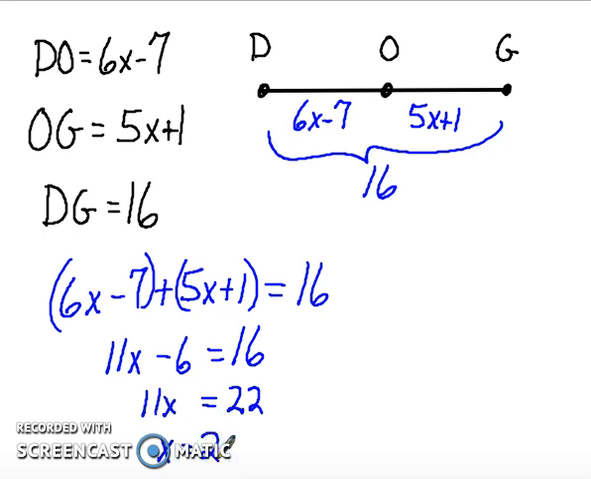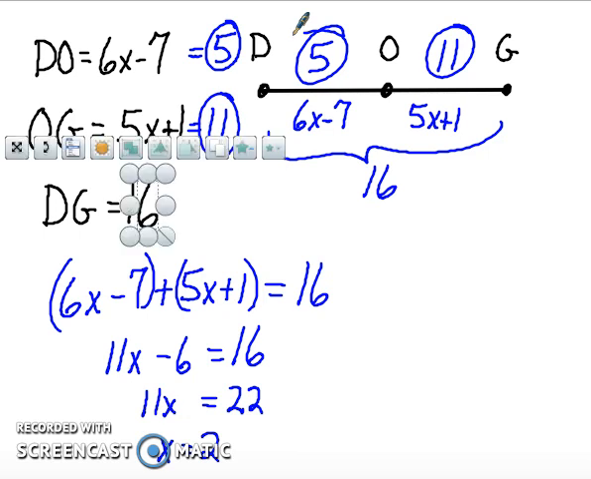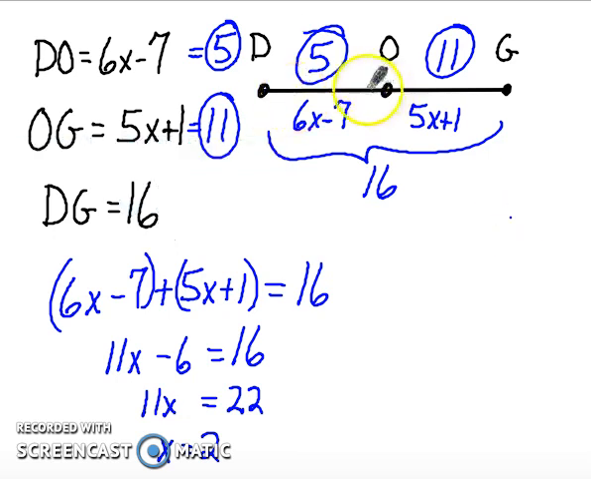So x equals 2. Well, plug that in. What does that mean? That means DO, if x is 2, what's 6 times 2? 12. 12 minus 7 means that this is 5. And plug it in over here: 5 times 2 is 10, 10 plus 1 equals 11. So OG is 11. This distance is 5, this distance is 11. Is that what you would have gotten if we had assumed it was the midpoint? No. If we had assumed that, DG is 16, half of 16 is 8, so this would be 8. No, it's not 8.